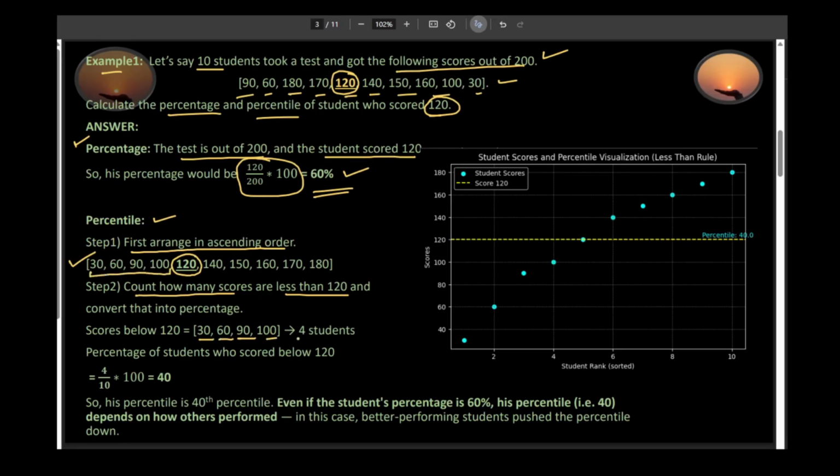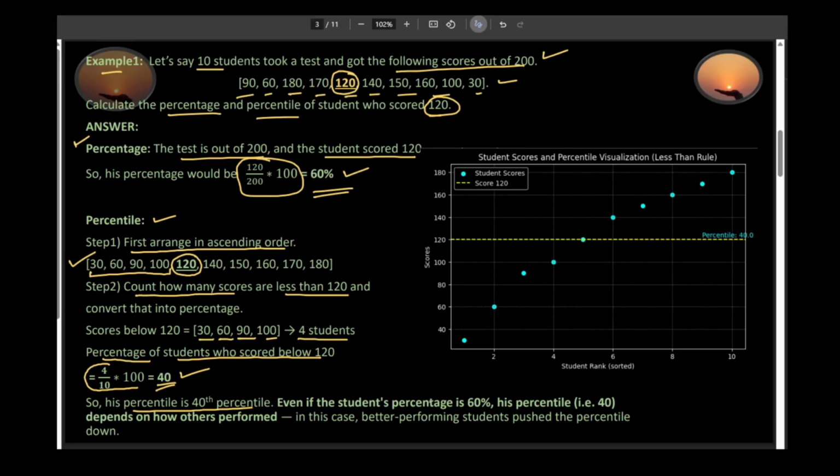And how many are there? Well, there are 4 students. So what is the percentage of students who scored below 120? Well, the answer is 4 divided by 10, and you multiply by 100, because you got 10 students, so that's why you're dividing by 10, and you got 4 students scoring below 120. So 4 divided by 10 multiplied by 100 is 40. So his percentile is 40th percentile.